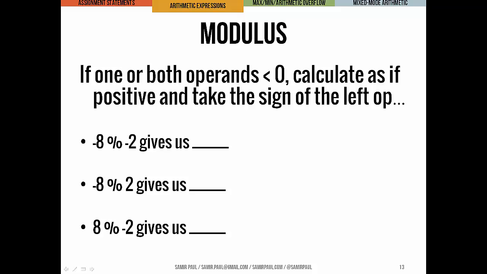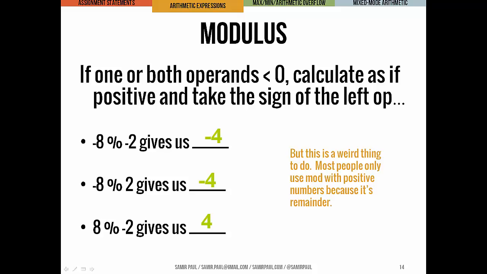If you're doing modulus with one or both of the operands being negative, it gets a little quirky. Here's the rule. You're going to calculate as if both were positive, and then you'll take the sign of whatever the left operand was. Okay, that's the convention. That's what people do. -8 mod -2 is going to give us a negative answer. -8 mod +2 also gives us a negative answer. And 8 mod -2 gives us a positive answer. -4, -4, and 4.